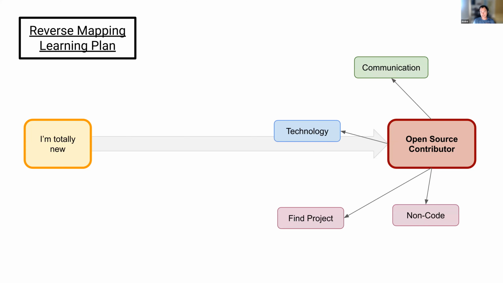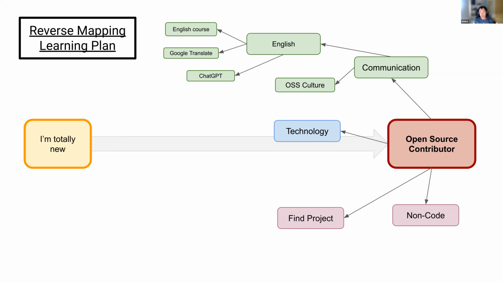The first level of that would be to learn to communicate, learn the technology, find a project to contribute to, and maybe learn some non-code contribution skills to enable the contribution. Then the trick is to build the second layer. For example, the communication. We need to learn about open source culture to be meaningful and do the right things when we come with contributions. We would also need to improve our English skills because most of the communication would happen in English.